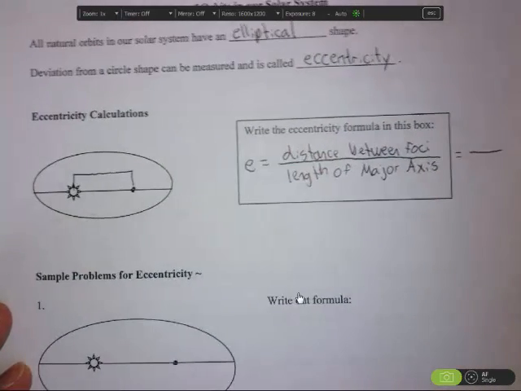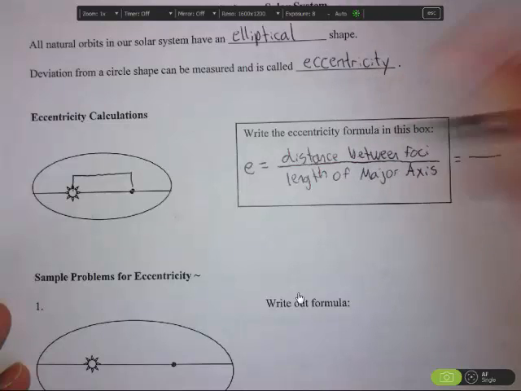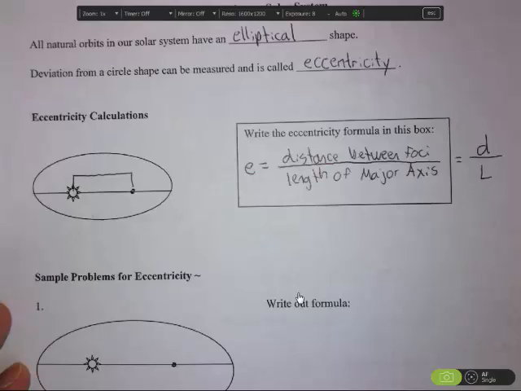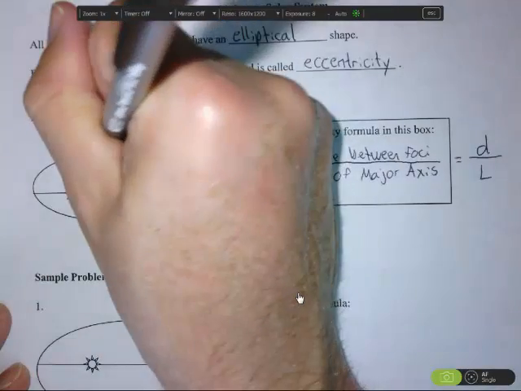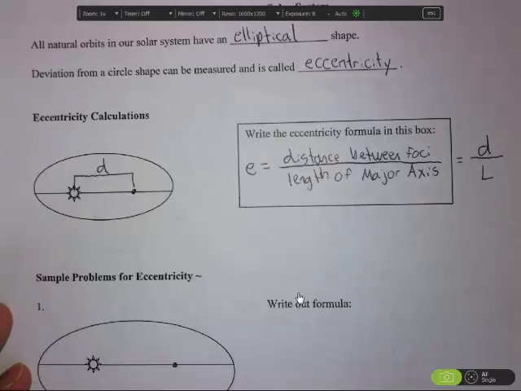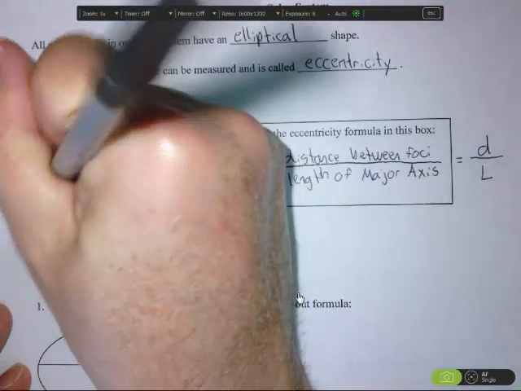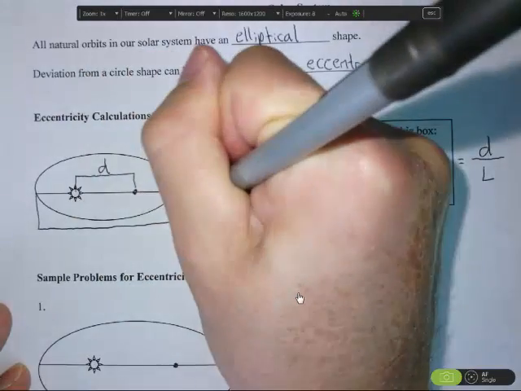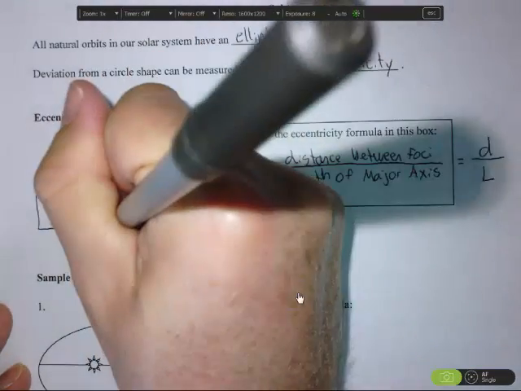Just to abbreviate, I forgot to mention, guys, instead of saying the distance between the foci, often we just abbreviate D divided by L. So this is D. That's the distance between the foci. And then from here all the way across is the length of the major axis.